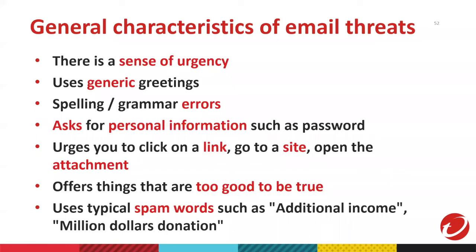Next up, offers that are too good to be true. These are common in scam mails. If you suspect that the offer is too good to be true, then it is probably too good to be true. Finally, look for typical spam words such as additional income, $1 million donation, you won, your account has been locked. These subjects are typically used to stir up your emotions and bait you into empty promises and getting scammed or compromised.